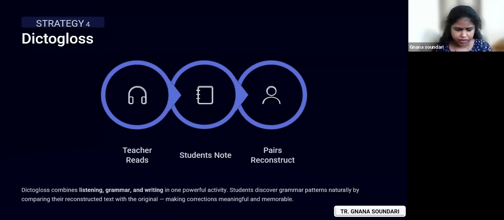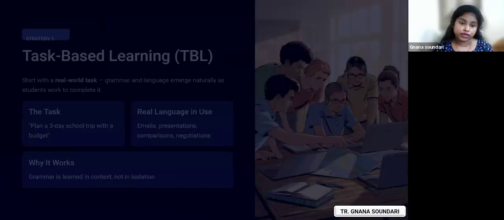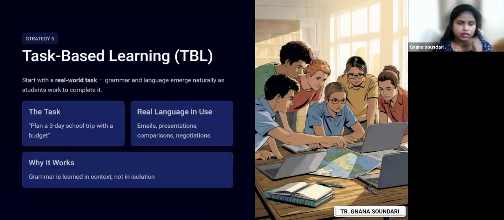So we read it like a good paragraph, make them write the keywords, and they will start to reconstruct. Next, strategy 5, task-based learning. I presume that every English teacher knows this strategy, task-based learning. Very, very important. Being an English teacher, task-based learning is important. So start with a real world task.